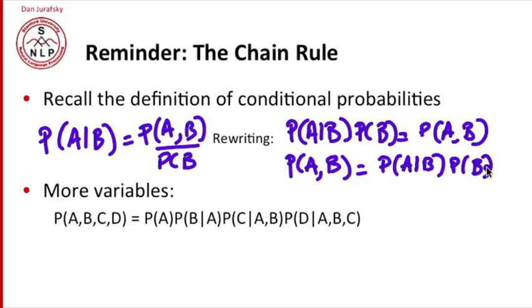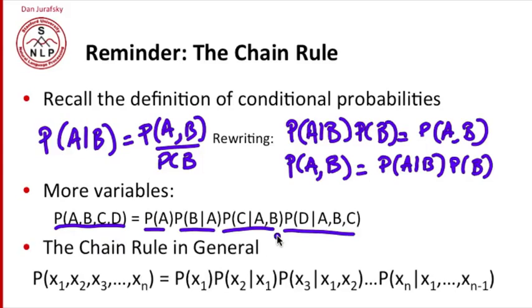And then we could generalize this to more variables, so the joint probability of a whole sequence A, B, C, D is the probability of A times B given A times C conditioned on A and B times D conditioned on A, B, C. So this is the chain rule.